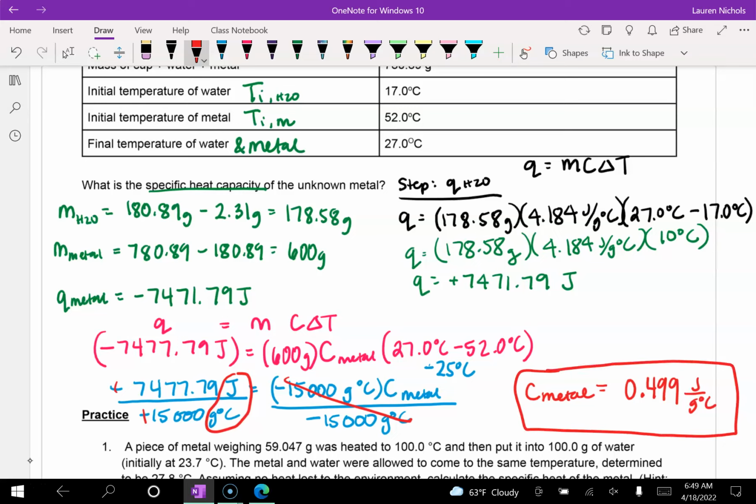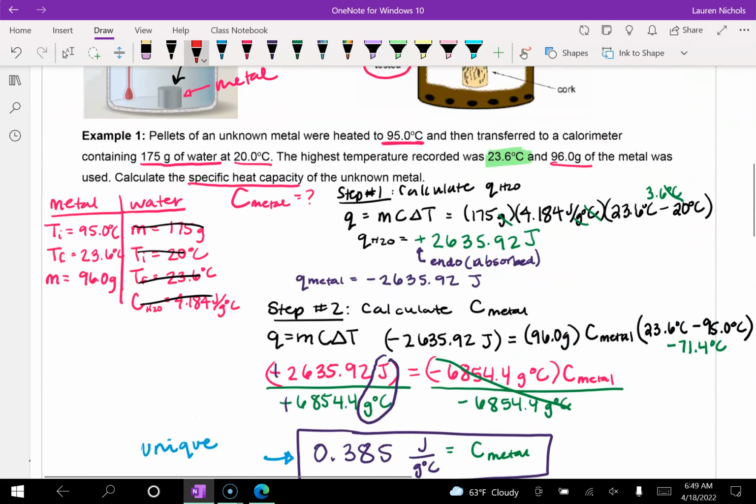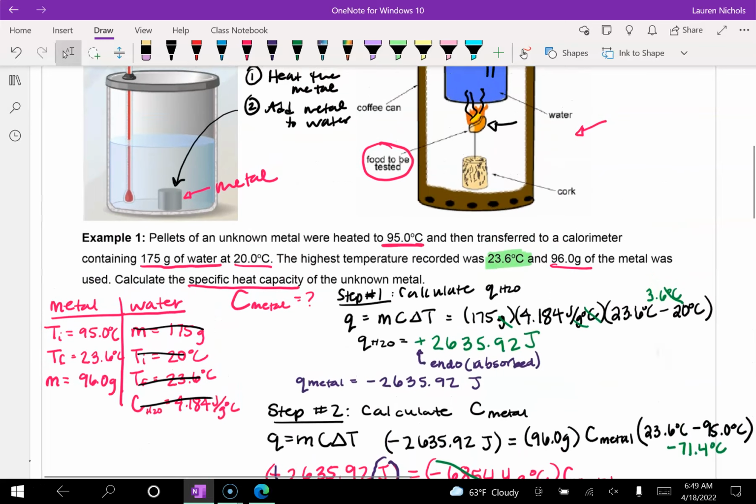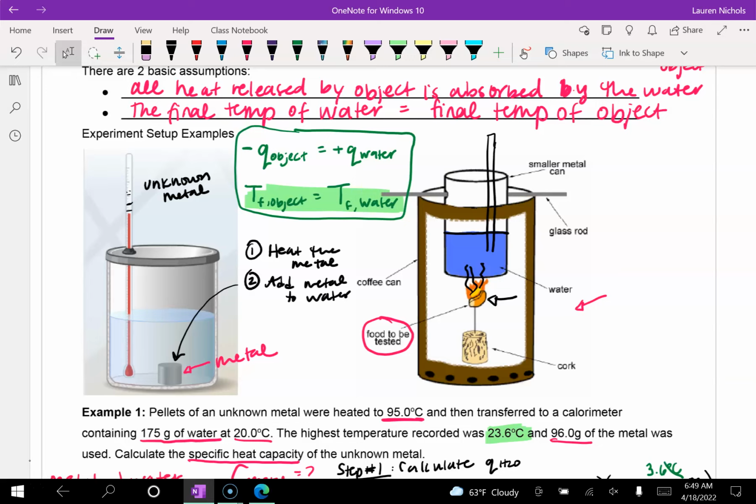So this is how you do your math. This is kind of what the experimentation looks like. You have some practice problems underneath, and this is also kind of the same calculation you'll be doing in your lab experiment. If you have any other questions, there are other calorimetry videos on my YouTube channel that you can take a look at. You can also come to tutoring and ask.